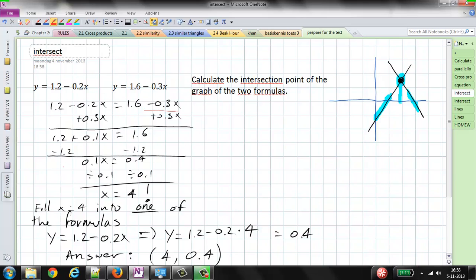Now, what's true about an intersection point is that the y values of both formulas are the same. This is one point, so it's one coordinate. In other words, the y of the one formula equals the y of the other formula. And so this is a y equals, and this is a y equals. So what do we do? We set these two things equal to each other.